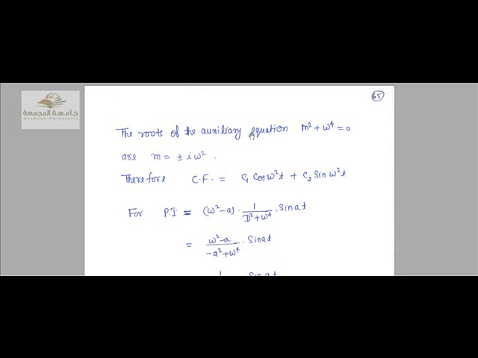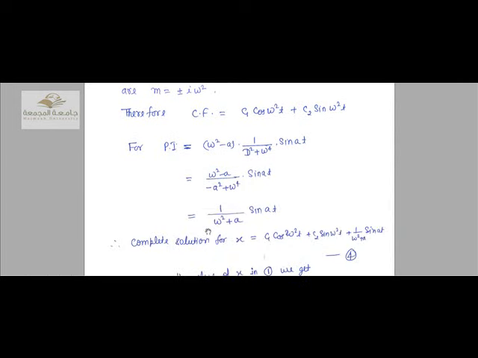The roots of the auxiliary equation m² + ω⁴ = 0 are m = ±iω². Therefore, the complementary function is c1 cos(ω²t) + c2 sin(ω²t). For the particular integral: (ω² − a) · 1/(D² + ω⁴) sin(at) = (ω² − a)/(−a² + ω⁴) sin(at) = 1/(ω² + a) sin(at).